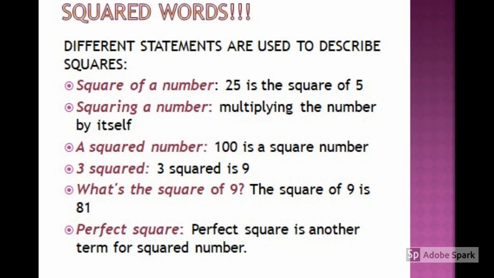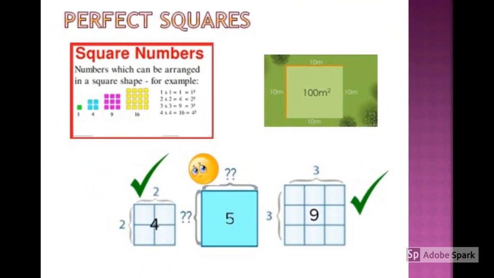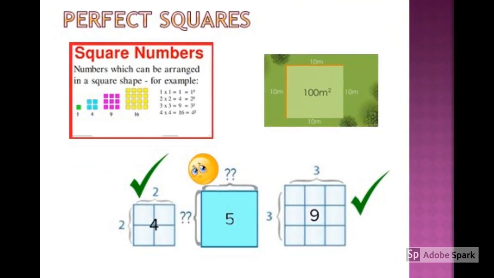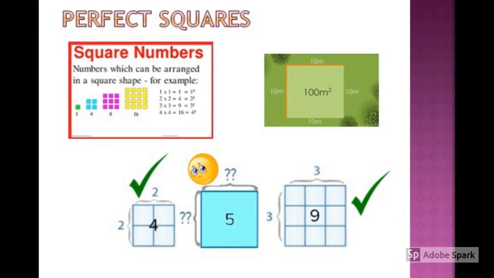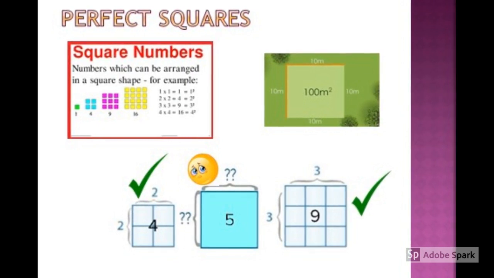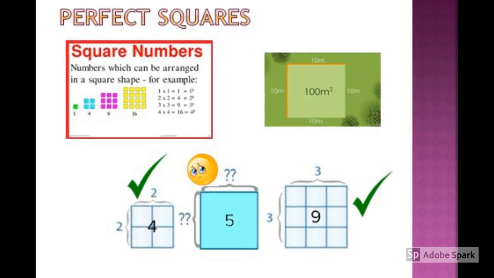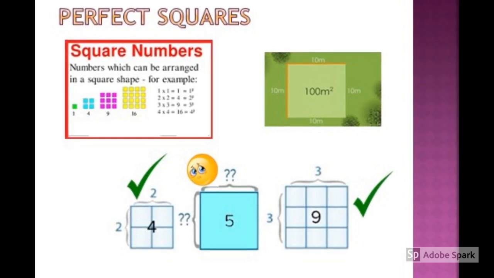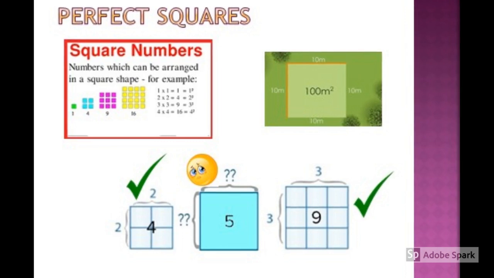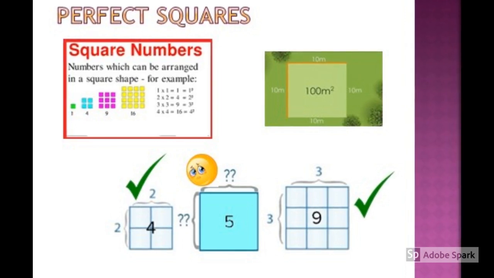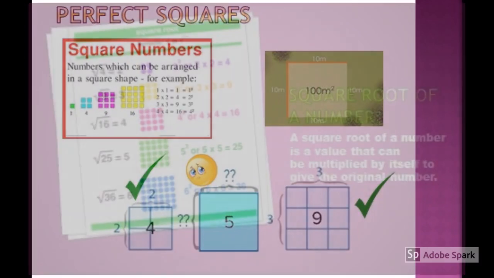And the perfect square is the same as square number. Perfect square means numbers which can be arranged in a square shape. For example, here we have 4 which can be arranged as 4 blocks or squares, 9 which can be arranged as 9 squares. But 5 cannot be arranged in a square as 5 squares.